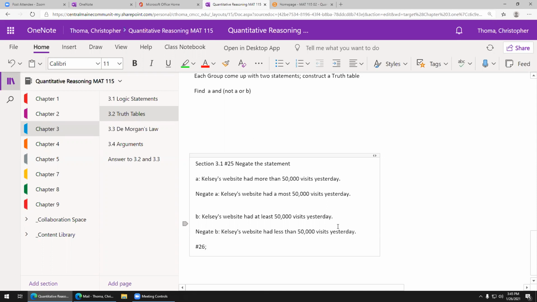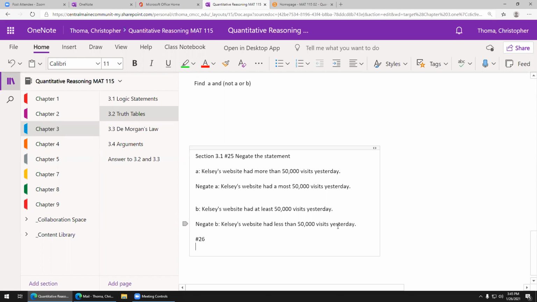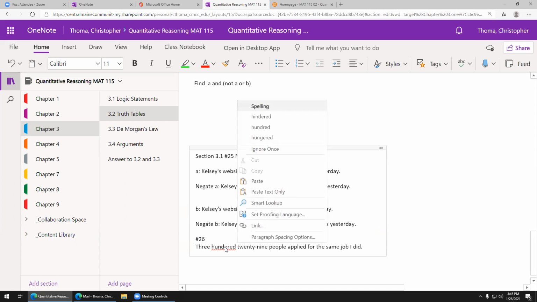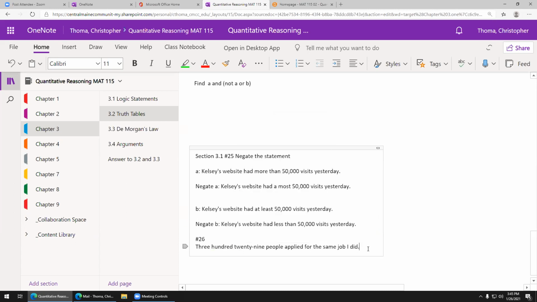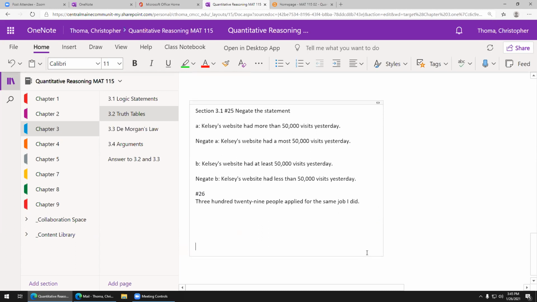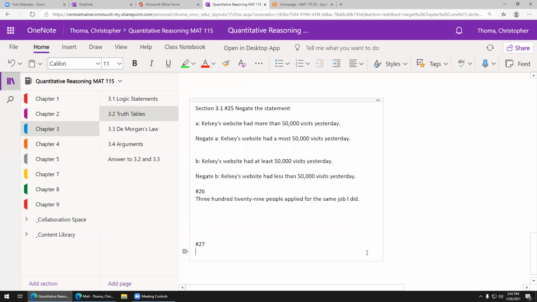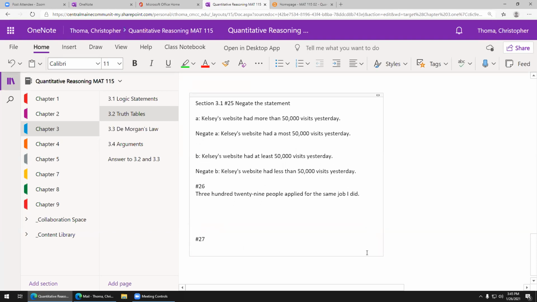Again, these are all negate statements. 329 people applied for the same job I did. You have some gaps, so I can put a statement in there. Number 27 is I did not get the job.